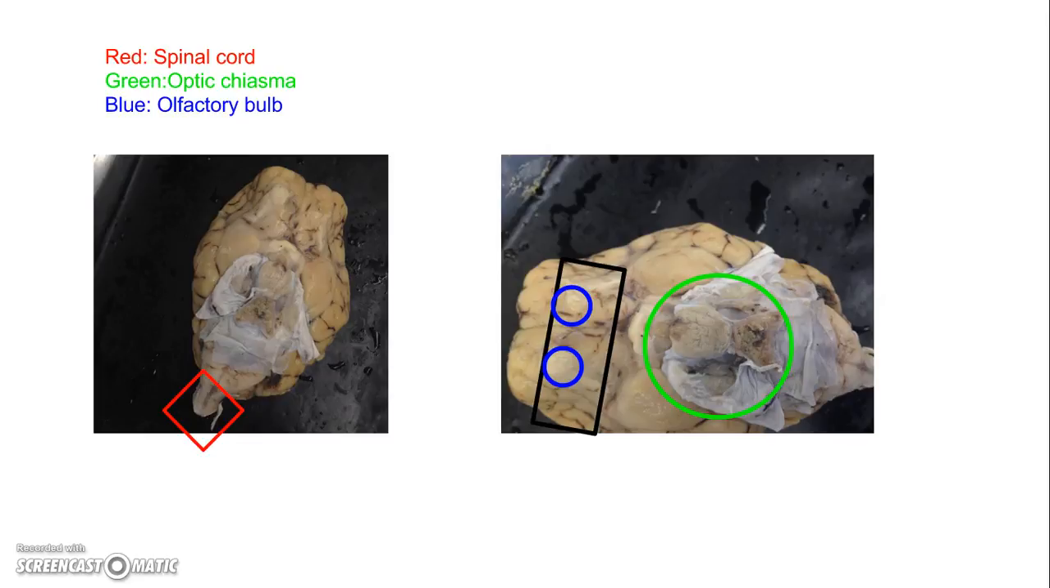Lastly, the spinal cord is the long tail at the end of the sheep's brain. Its job is to go through the center of the body and branch into other nerves. Its connection from the brain to the body allows for it to send signals through the nervous system.